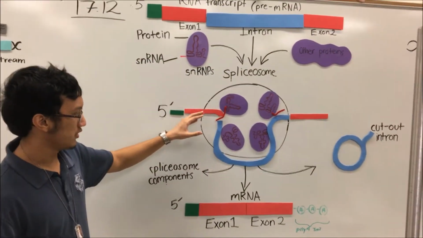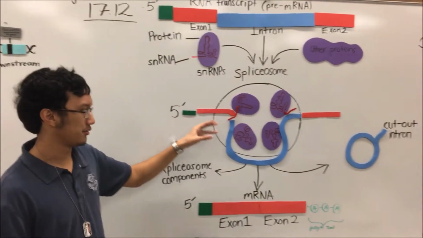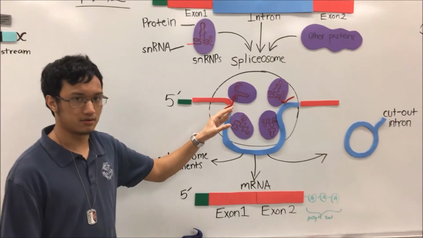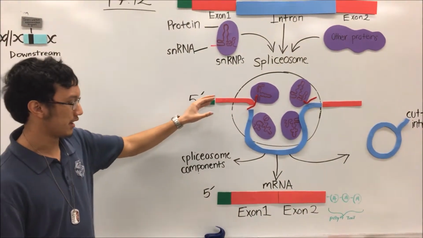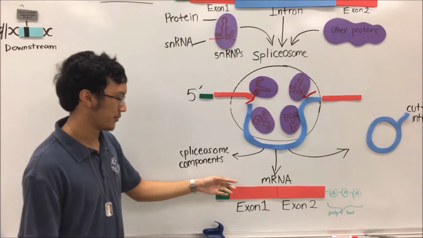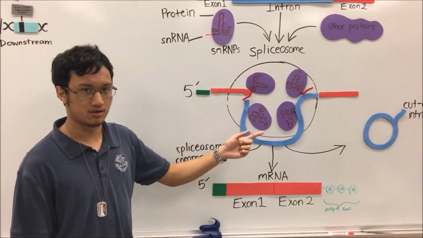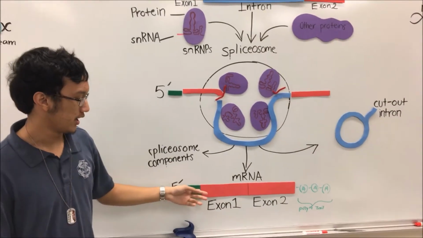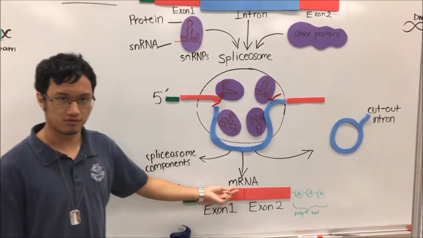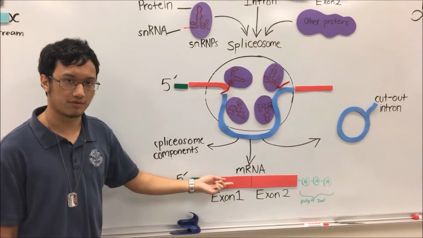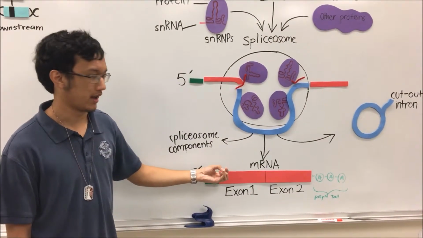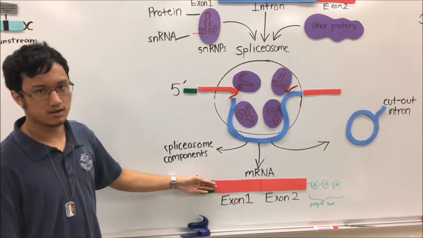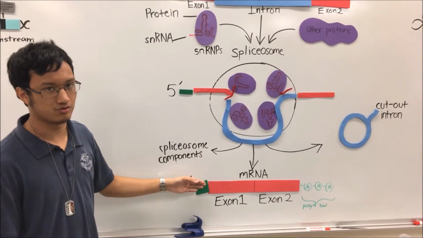With these remaining exons, the other proteins come together to stitch the exons back together, and then this finished mRNA exits the spliceosome, and now we have the mRNA and the spliceosome component with the cut out intron. Once the mRNA exits the spliceosome, a poly A tail attaches to the 3' end of this mRNA to prevent degradation from that side, and once that happens, the mRNA leaves the nucleus through the nuclear pores.